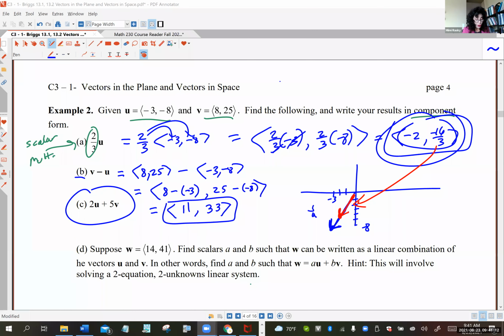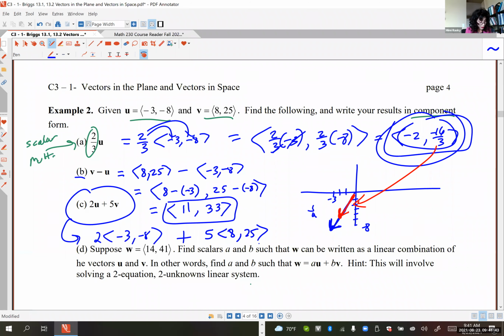Okay. I'm hoping that you guys got this scalar multiplication and vector addition. So let's just go through this quickly to see if you are on task. Just like in regular algebra, PEMDAS, multiplication always comes before addition. So you definitely want to do the scalar multiplication first. So if I did this in really slow motion, you're going to have 2 multiplied by angular brackets -3, -8, plus 5 angular brackets 8, 25, like that.